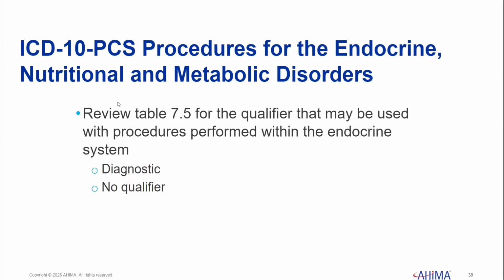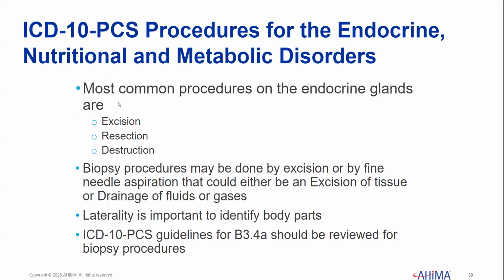Table 7.5 is a qualifier that may be used with procedures performed within the endocrine system. And these could be diagnostic, no qualifier, right? And then the most common procedures on the endocrine gland are the excision, right? So you're taking out a part of the endocrine gland, the resection, the removal of it, and the destruction. Biopsy procedures can be done either by an excision or a fine needle aspiration. So that could be an excision of tissue, drainage of fluids or gases.